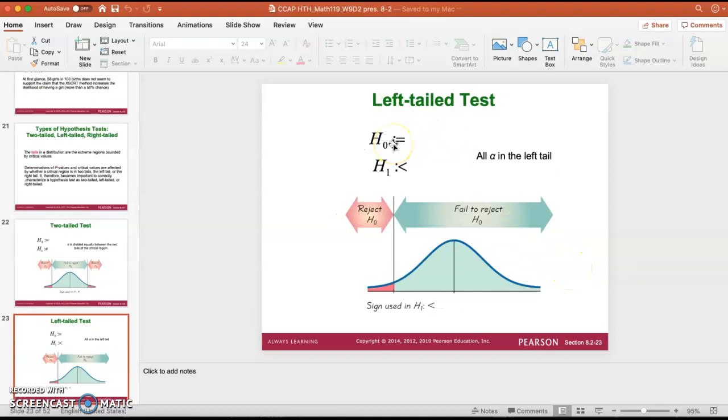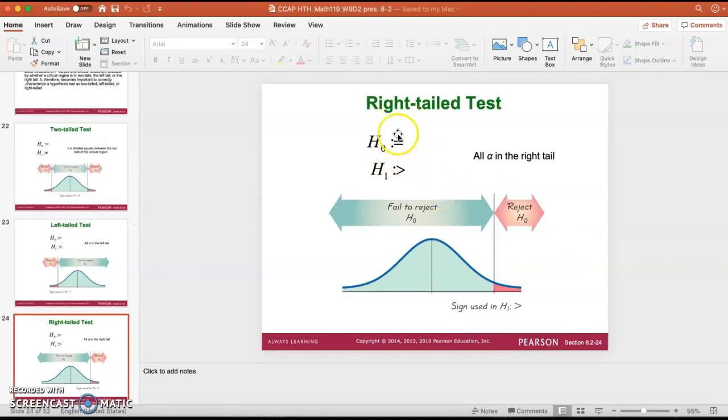Say we want to have a left-tailed test, again, with the null hypothesis having some form of equals. The alternative hypothesis then has a less than case for this one. And so if we end up with a probability that is less than over here, that's when we reject H naught. Otherwise, we fail to reject H naught.